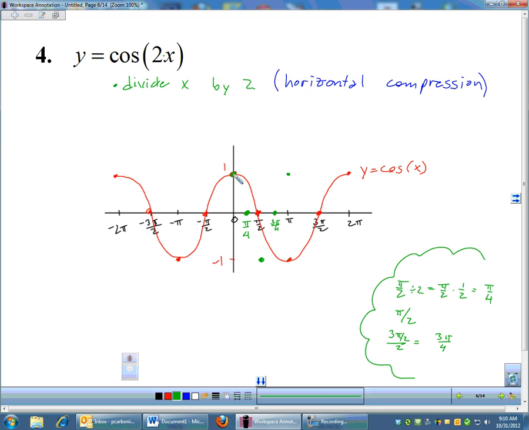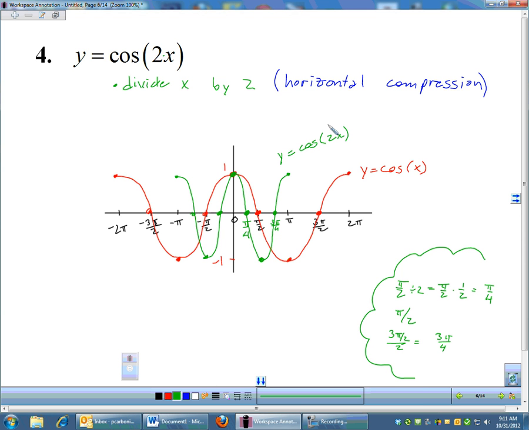So this graph gets squeezed in by a factor of 2. Still nice and wavy. And all of these points are going to do the same over here. All of these are going to move in closer to the y-axis if you divide those x-coordinates by 2. And this is going to give us a skinny graph like that. So the green graph here is going to be y equals cosine of 2x.